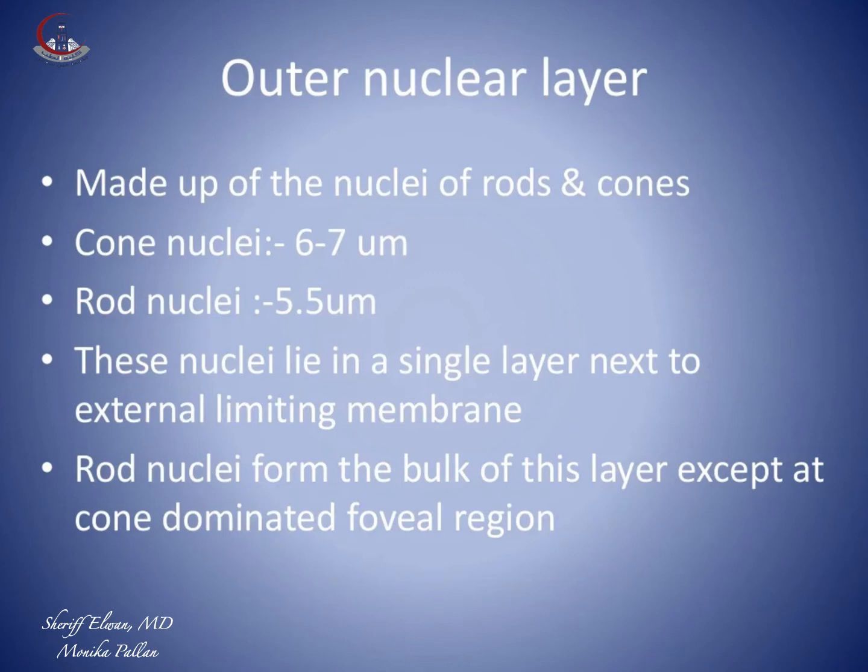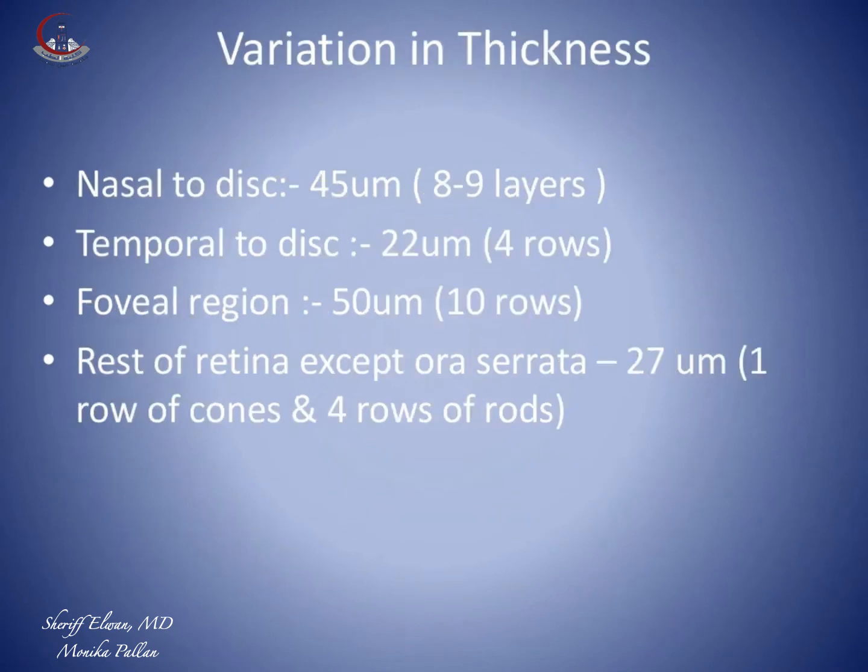The outer nuclear layer, as we said, is made up of the nuclei of the rods and cones. The cone nucleus is slightly bigger than the rod nucleus, and these nuclei lie in a single layer next to the external limiting membrane. The rod nuclei form the bulk of this layer, except at the cone-dominated foveal region, as we said. There are variations in thickness of this outer nuclear layer.